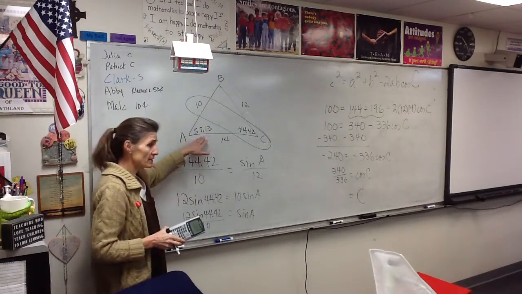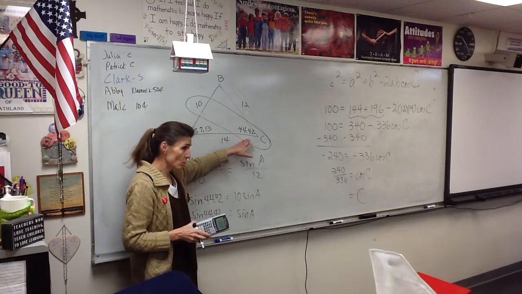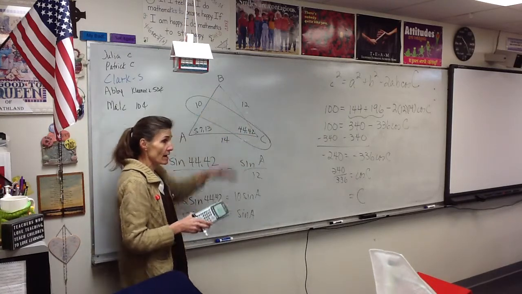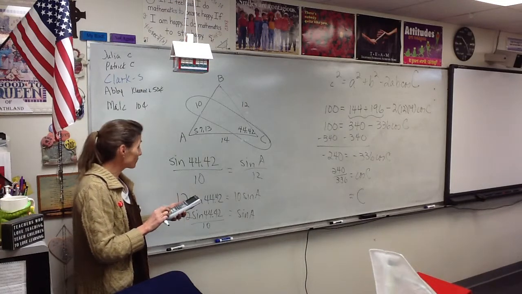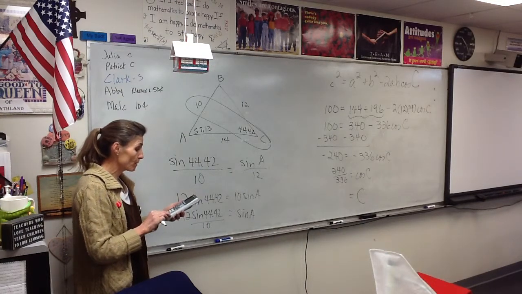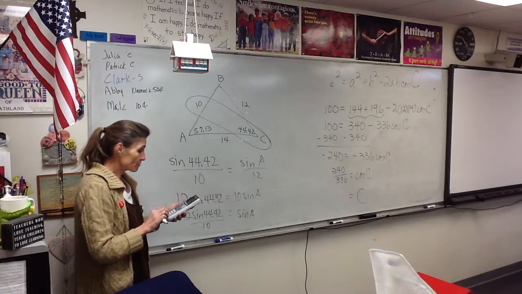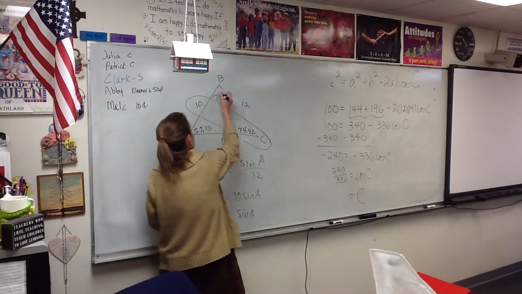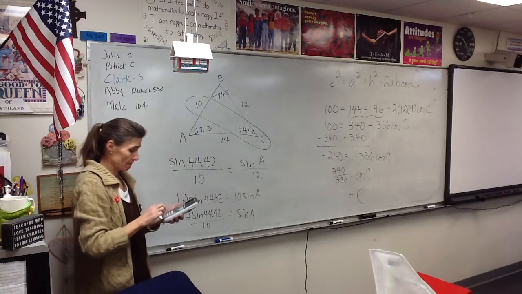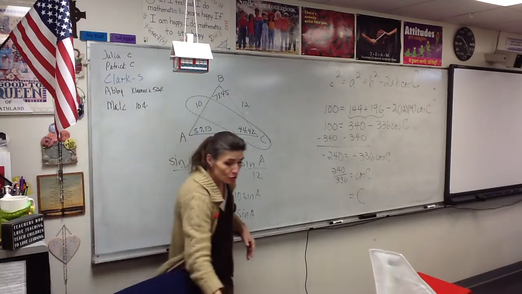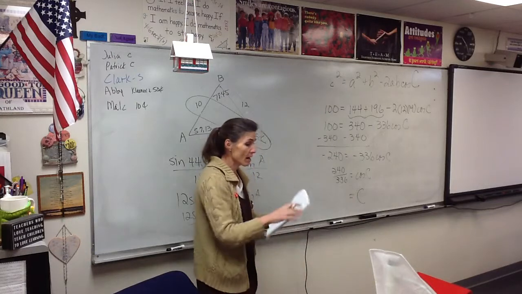So I got a 57 and a 44, and I want to find the other angle. 57.13 and 44.42 subtracted from 180, 78.45. And you solved the triangle.